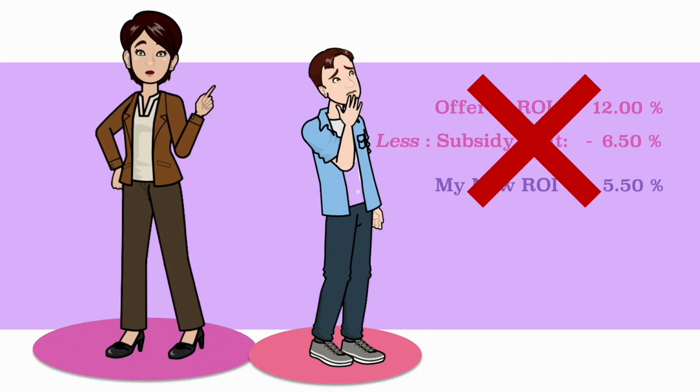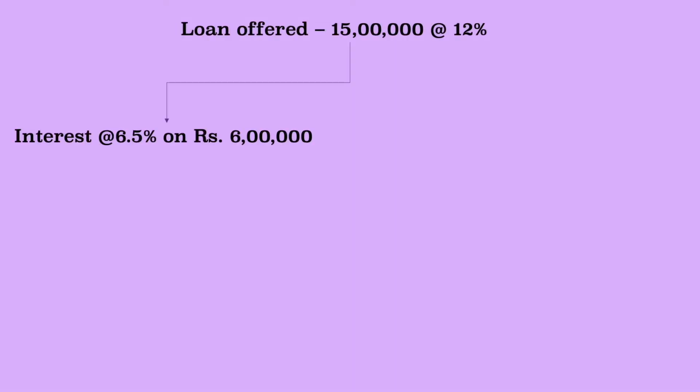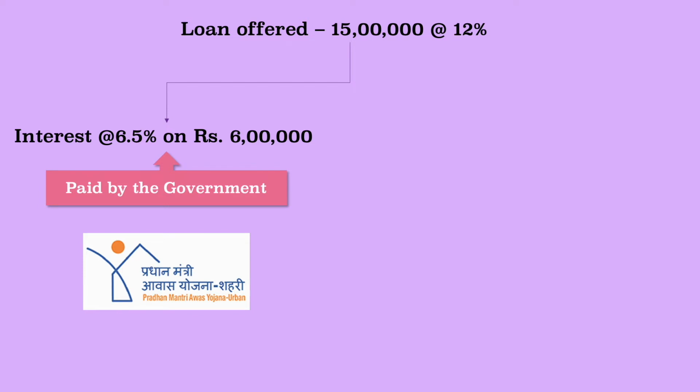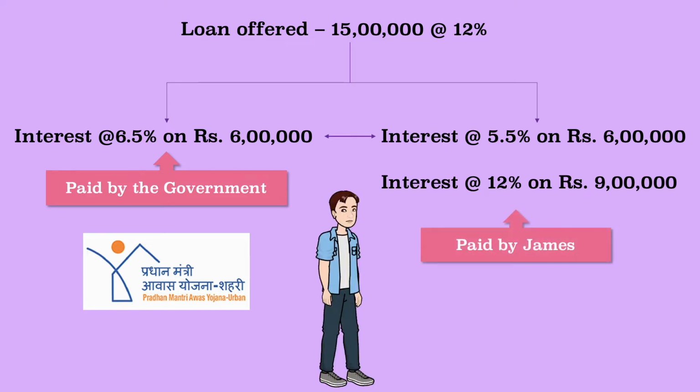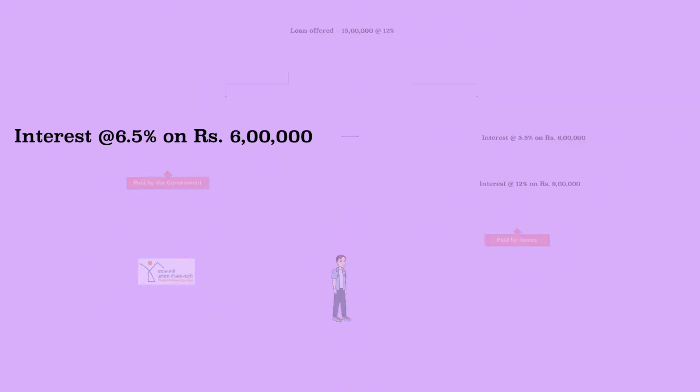This is a misunderstanding. Of the total loan, only 6 lakhs rupees is eligible under PMAY, which means interest subsidy of 6.5% on 6 lakhs will be paid by the government, but the balance 5.5% on this 6 lakhs and the entire interest of 12% on the remaining 9 lakhs is an unsubsidized portion which James will have to pay.